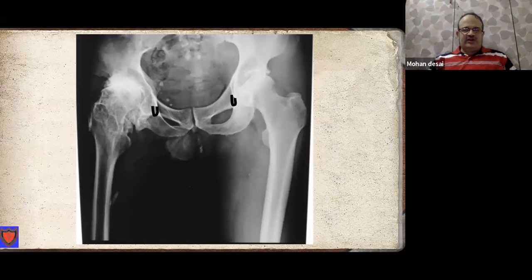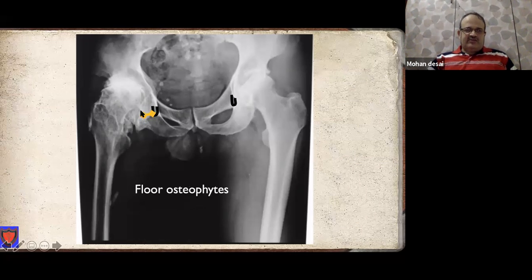Okay, then you draw the teardrop, and then you can see that you need to keep the... Why do you need to see that? You compare this on the opposite side, the left side. On the right side, there is a floor osteophyte, so you cannot place the cup on the osteophyte. You need to ream it deeper medially to put it as medial as possible.